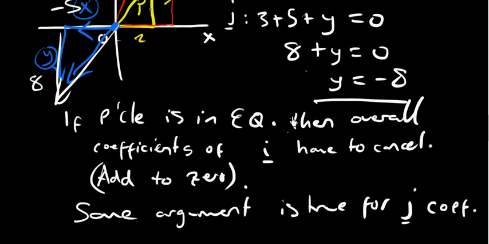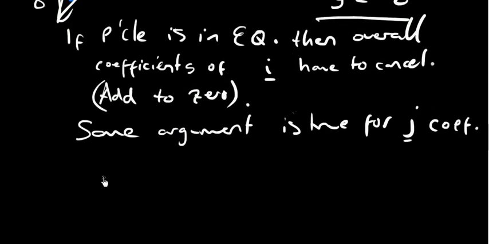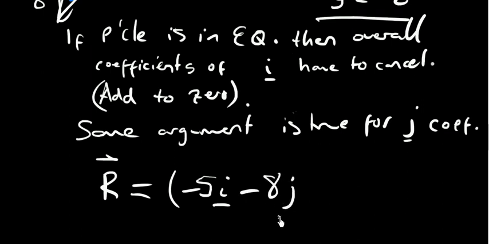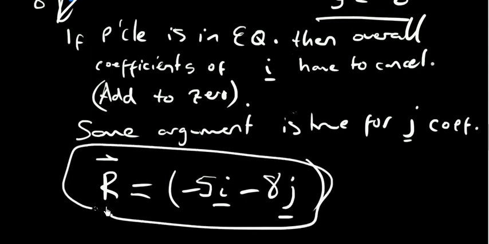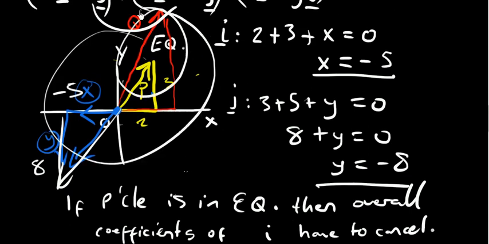Right, so our full vector at the end would be minus 5 and minus 8, so our vector r in full expression would be minus 5i minus 8j. That would be our full vector, which manages to cancel these two, to get a particle in equilibrium who doesn't move at the center.